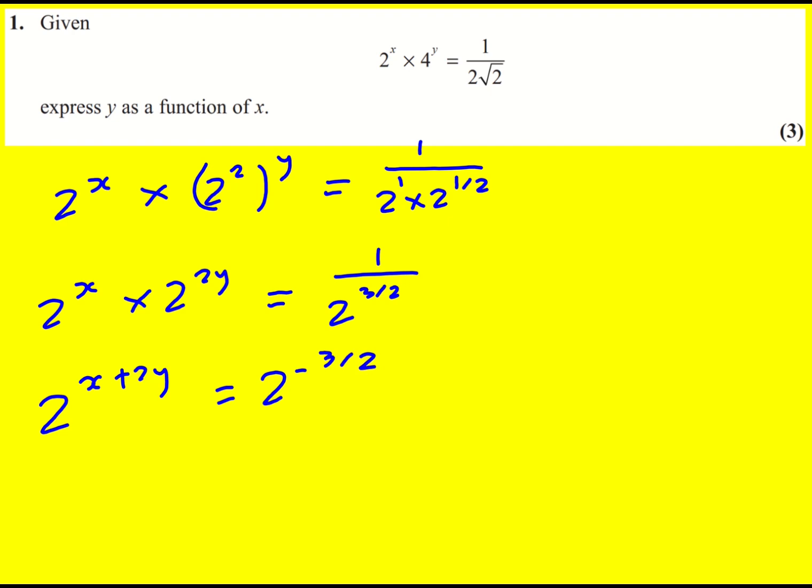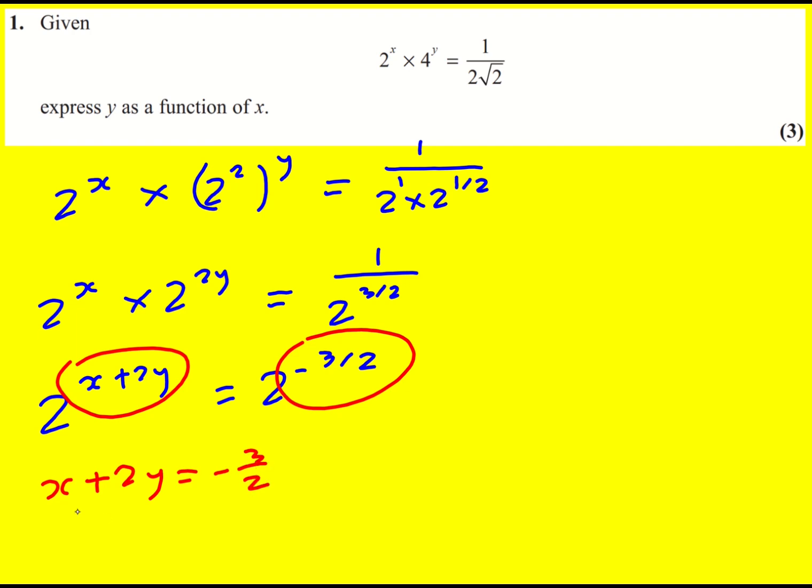Okay, now we're in a good place because it must be that the powers are the same, because the base is 2 for both. x plus 2y is equal to minus 3 over 2. 2y is equal to minus x minus 3 over 2. Therefore, y is equal to minus a half x minus 3 over 4. You can factorize a quarter out if you want, but I just left it like that.